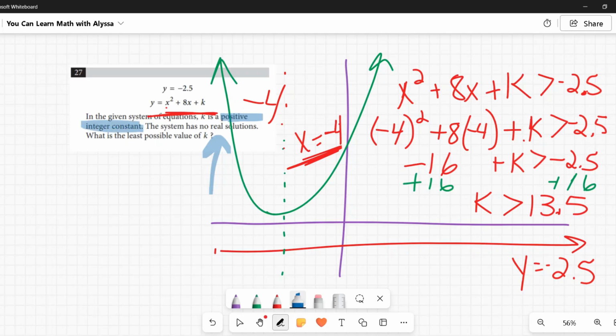But we were told at the very beginning it is a positive integer constant. So what is the least possible value, the smallest positive integer constant that is greater than 13.5? 14. And that is my answer. k must be 14 for its least possible value. And that's it. We're at the end.